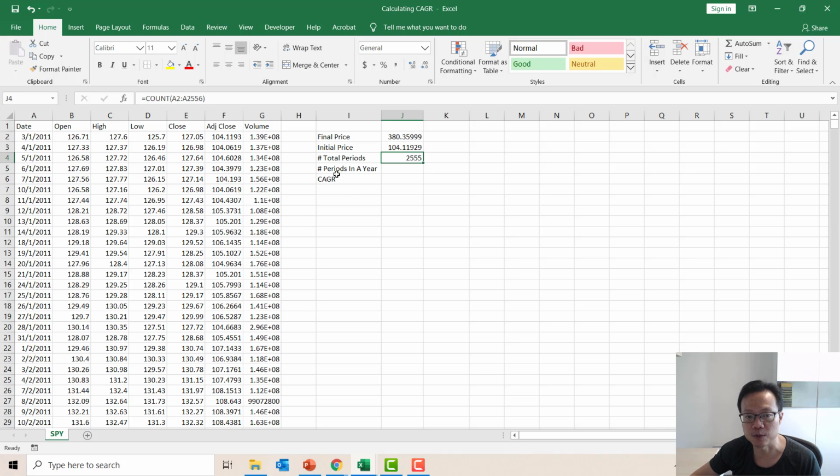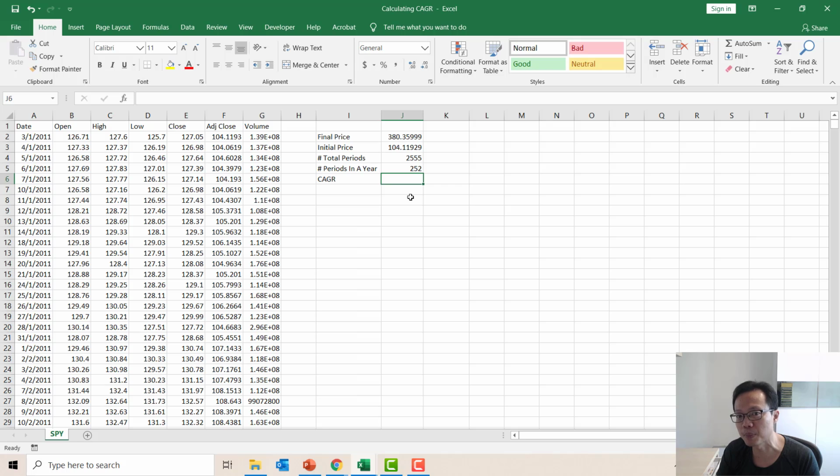And as for the number of periods in a year, because we are using daily data here, and the data which we downloaded from Yahoo Finance comprises only trading days, which means it excludes the weekends as well as public holidays. So in the US, we have a standard of 252 trading days in a year. So this is going to be 252.